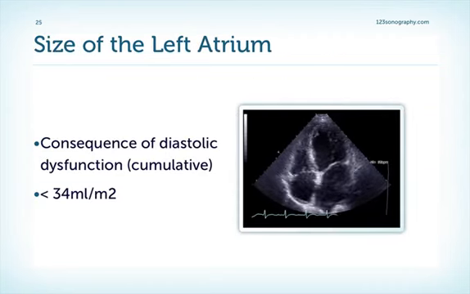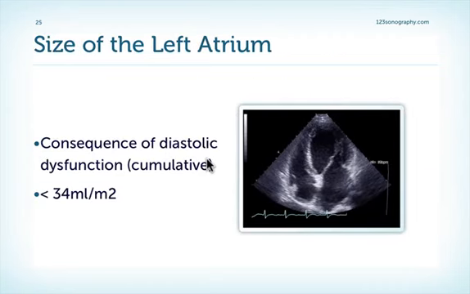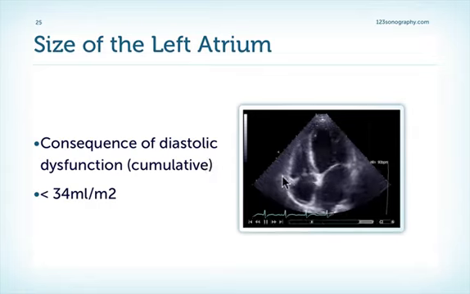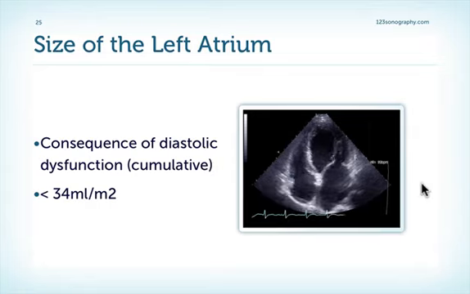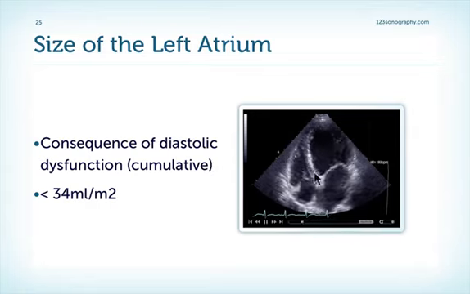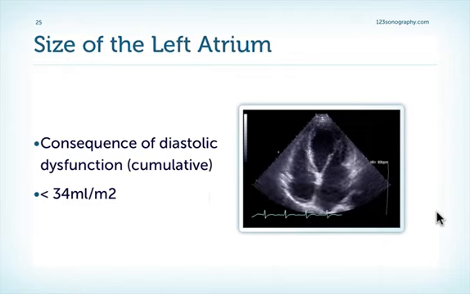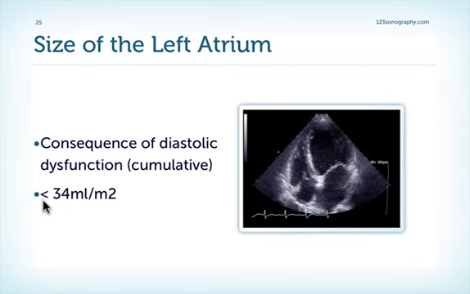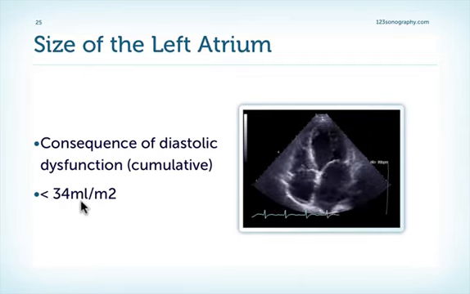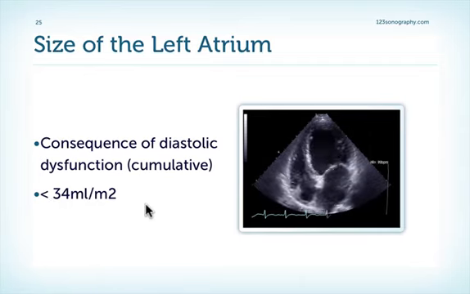Don't forget when you perform echocardiography that the 2D image alone provides valuable information with respect to diastolic function. Specifically, the size of the left atrium reflects elevated left atrial filling pressures and thereby diastolic dysfunction. Normally, the left atrium should be below 34 milliliters per square meter.